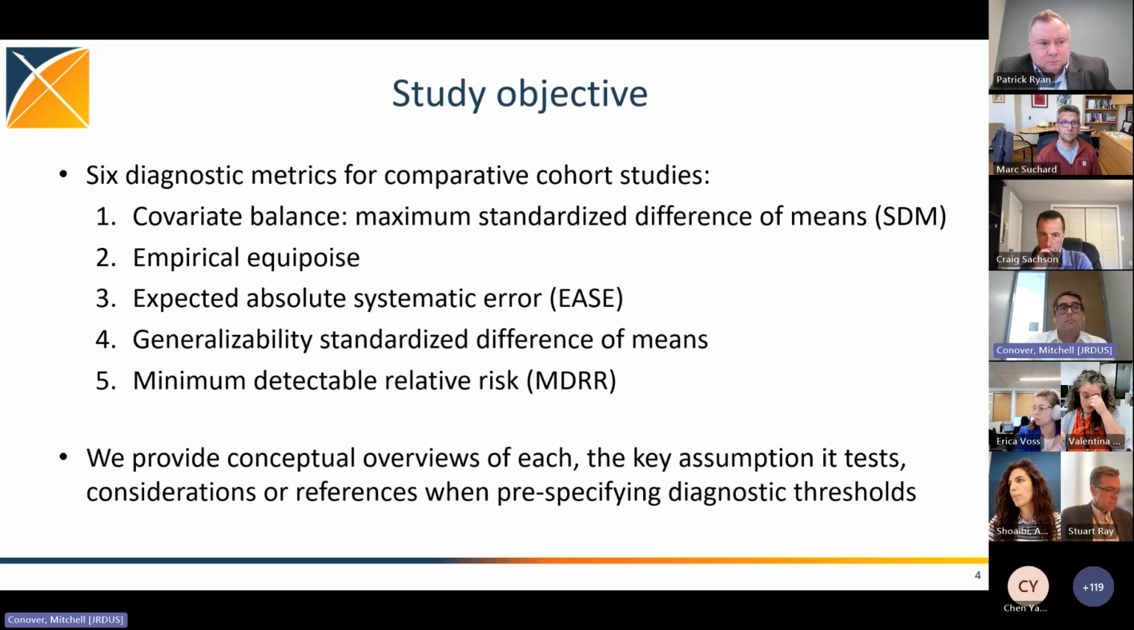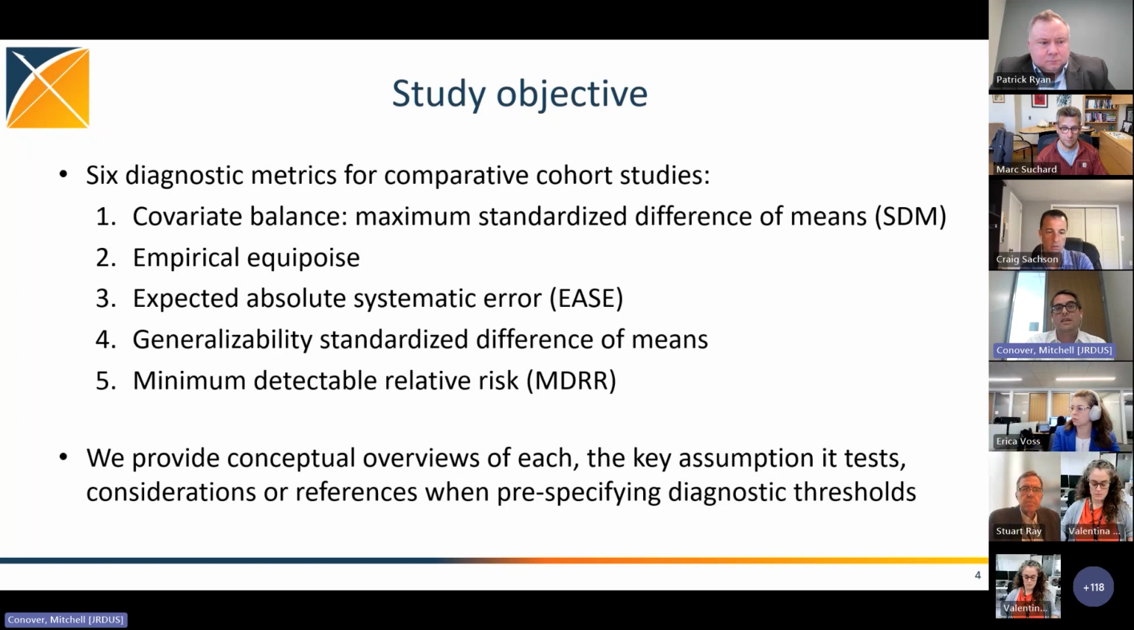In the scope of our paper, we're going to be discussing six diagnostic metrics that are implemented in comparative cohort studies by our Strategus software. In particular, I'm going to zoom in today and focus on covariate balance, again, the maximum standardized difference of means we discussed. I'm also going to show some brief results from empirical equipoise, but we have other diagnostic metrics like expected absolute systematic error indicated by the negative control distribution, generalizability standardized difference of means, and also the minimum detectable relative risk. So again, we won't go into depth for all of these, but in the paper, we provide conceptual overviews of each of these.